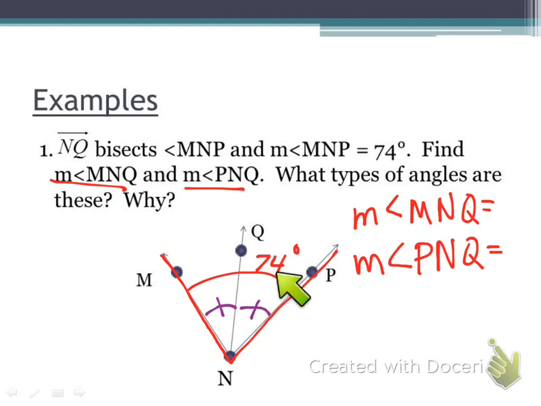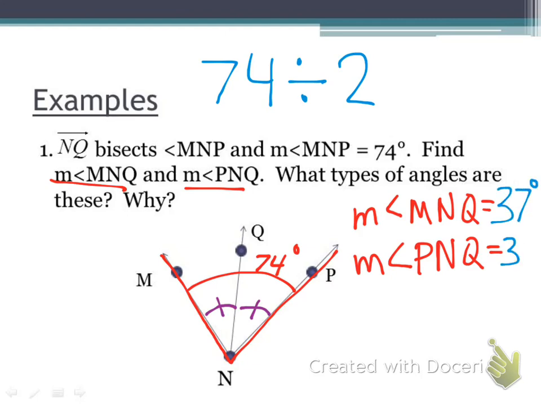So what are you going to do with the 74 to find the measure of the smaller two? Divide it by 2. So I need to do 74 divided by 2. What would that give me? What did you say? 37? So these smaller angles are both going to be 37 degrees. And then, of course, you can double check. It makes sense if this is 37 and this is 37 and you added those together, you will end up where you started with the larger angle being 74 degrees.